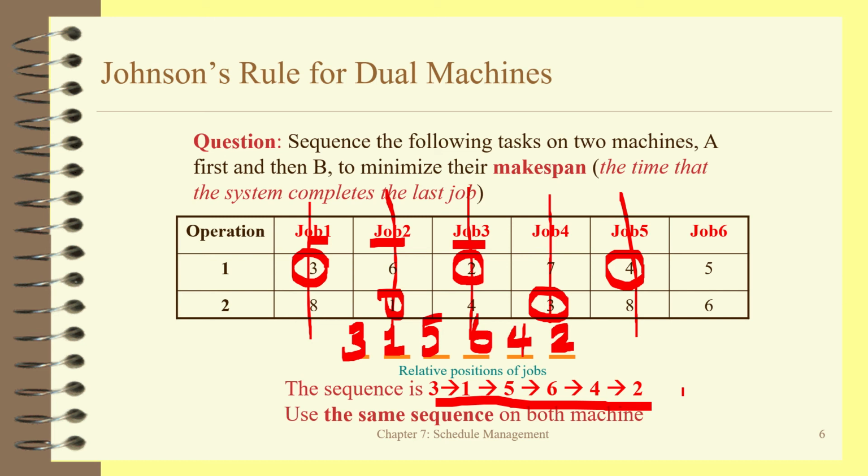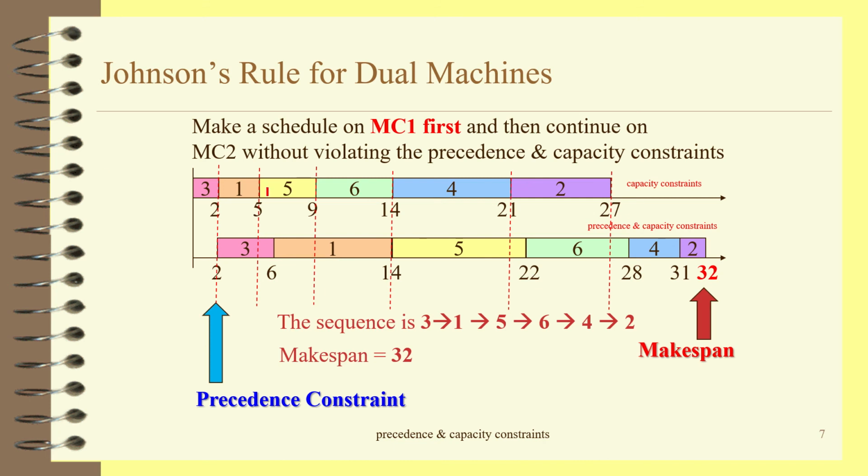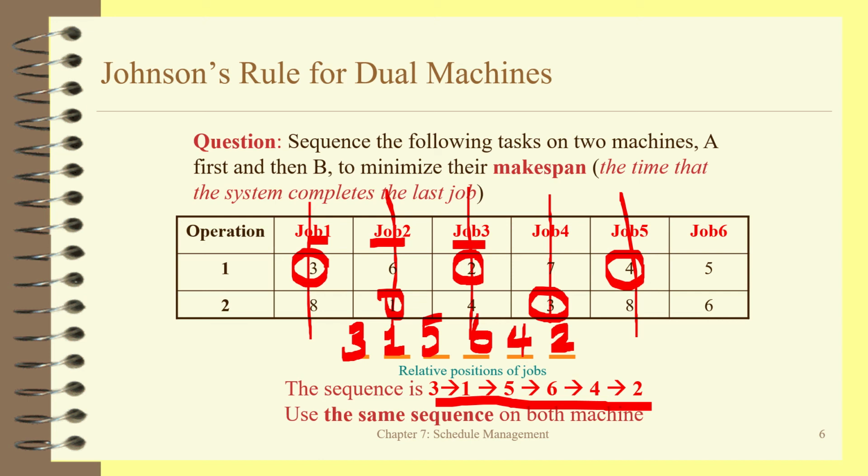And please note that the same sequence will be applied on both machines. So you got 2 different machines, so you need to draw 2 Gantt charts, machine 1 and machine 2. Okay, so please start from machine 1. Make a schedule for machine 1 as compactly as possible and use the sequence 3, 1, 5, 6, 4, 2. Then, starting from machine 1, the first job is 3.